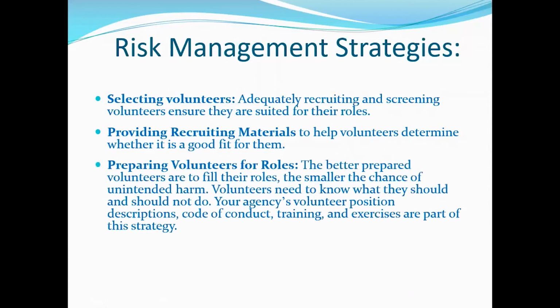And prepare the volunteers for the roles that they're going to be performing. The better prepared they are, the less likelihood that there's going to be any unintentional harm. They need to know what they should do and should not do. They need to know what's likely to come up because you've had people be in this situation before, even if it's the first time that this volunteer is performing those duties. Your agency's volunteer position has to have an accurate description, a code of conduct, training, and practice exercises.